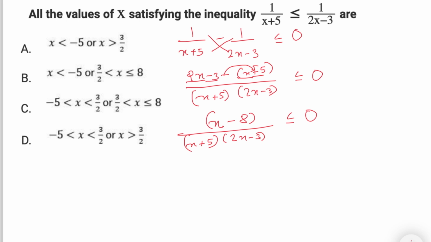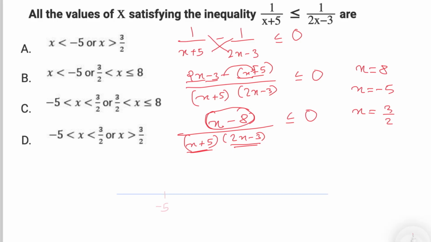What we do is we plot the roots of these three terms. x minus 8 will be 0 when x is equal to 8, x plus 5 will be 0 when x is minus 5, and 2x minus 3 will be 0 when x is equal to 3 by 2. So we'll plot these three values in ascending order on the real number line. So minus 5, 3 by 2 and 8.